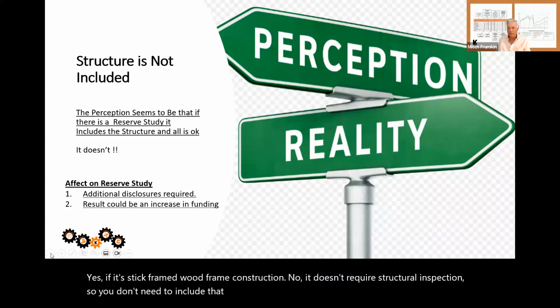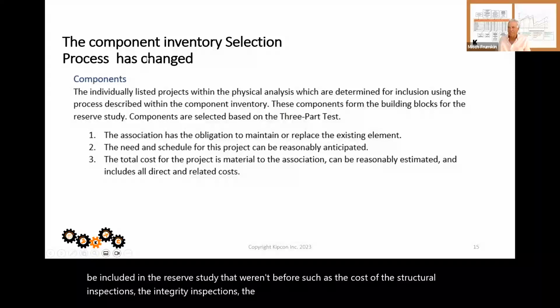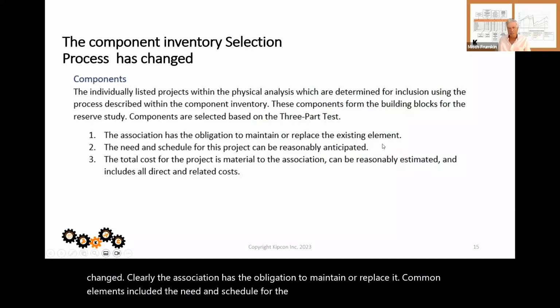But there are different things that are going on that should be included in the reserve study that weren't before, such as the cost of the structural inspections, the integrity inspections. The component inventory selection process has changed. Clearly, the association has the obligation to maintain or replace it, common elements included. The need and schedule for the project can be reasonably anticipated. The 30-year rule is gone.